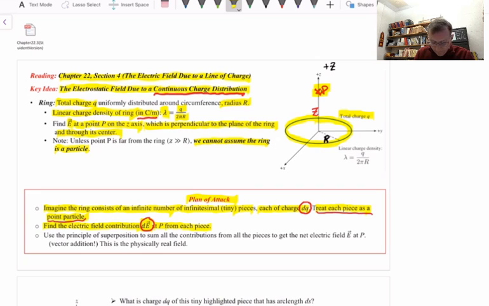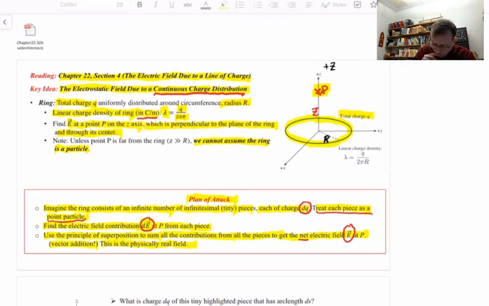And there's one more step. We will then use what's called the principle of superposition. That just means add. We will add up all the contributions from all the pieces of the ring to get the net electric field, which we will then just label E arrow at point P. Please note this is vector addition, not scalar addition. And it is that net electric field at point P that is the physically real electric field that you would measure. All right, so let's start that process. That's just the plan. We've got to go through the steps.